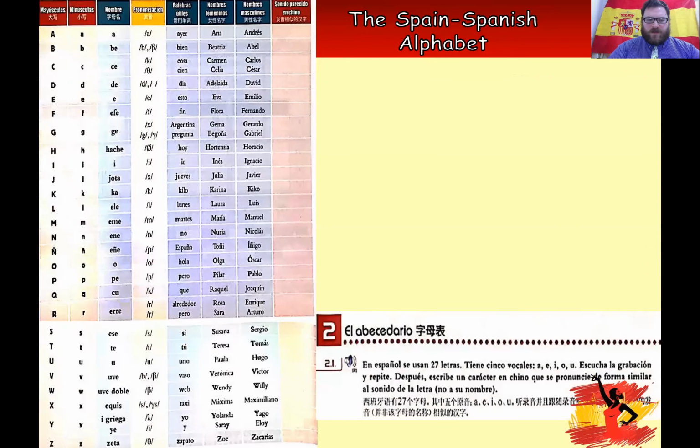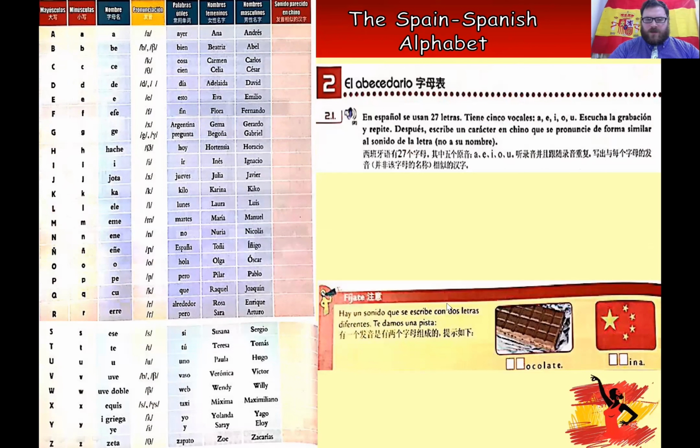This one here doesn't have that. So here they want you to talk about the sound, which of course this is chocolate, this is China. They're about the same in Spanish. Chocolate is chocolate. China is China. Okay? So the I will sound more like E. And the E in Spanish is more E. Esto, Emilio. The I will sound more like E. Inés, Ignacio. All right? Okay. Work on that some.